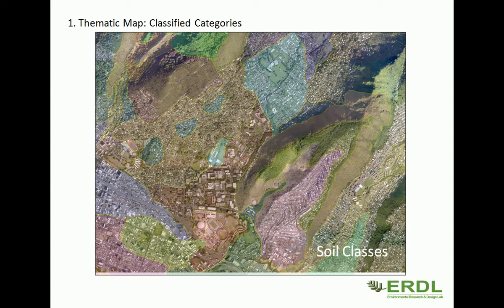And this is classified categories. Basically each color is a different soil class. You can classify it this way, so you can see the boundaries on the map.